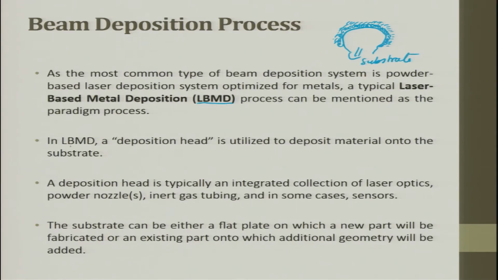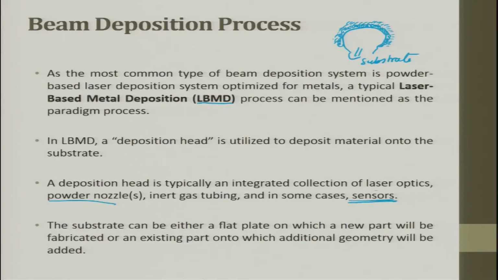Okay. So, in LBMD, a deposition head is utilized to deposit material onto the substrate. A deposition head is typically an integrated collection of laser optics, powder nozzle, inert gas tubing, and in some cases sensors. The laser optics is very important, because it is not ordinary optics. You have to do a coating. This coating should withstand the laser power, and the laser light passes through this optics and then hits the substrate.